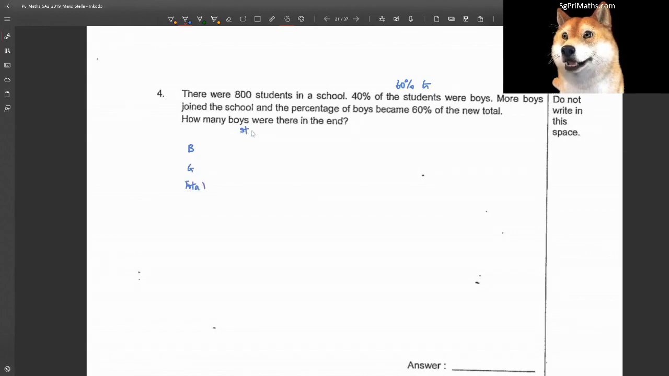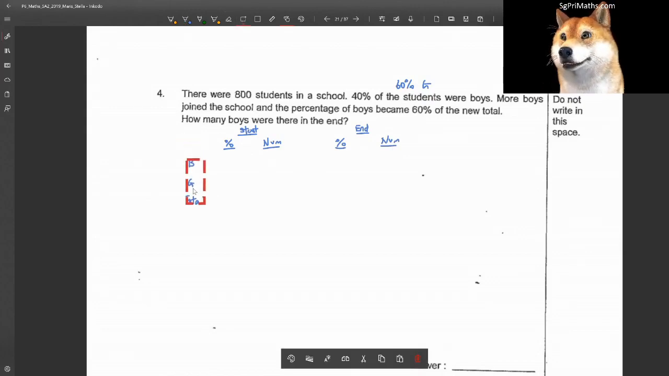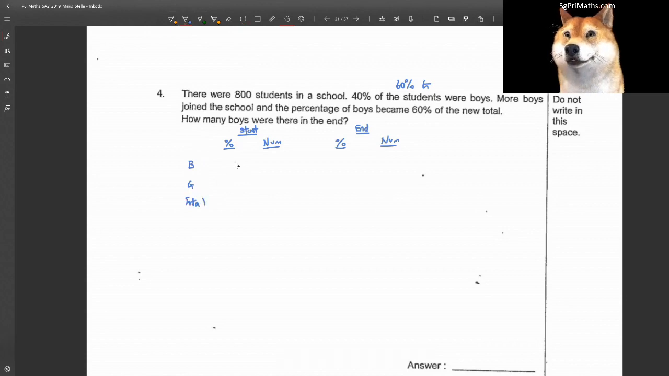And then at the start, and then at the end. We can also write the percent and the actual number. Okay, we're going to move this down a bit. At first there were 800 students. This is 100%. This is 800. 40% of the students were boys, 40% here. Girls is 60%. It adds up to 100%.